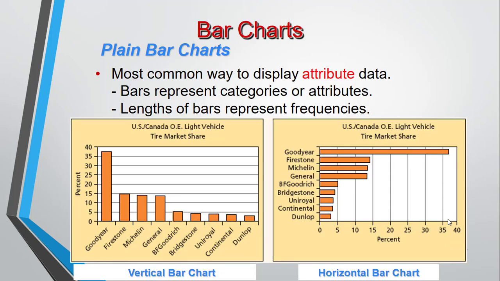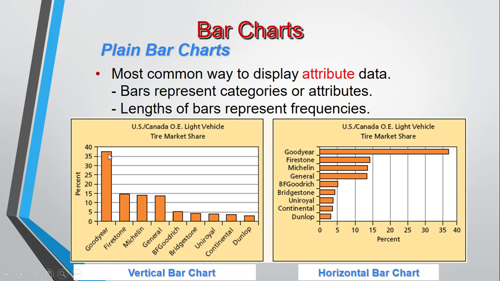You can also use a bar chart to present data. You can use a plain bar chart, the most common way to display attribute data. Bars represent the categories or attributes. Lengths of bars represent the frequencies. In this case, the tire market share of different brands like Goodyear, Firestone, Michelin, General, Goodrich, Bridgestone, Uniroyal, Continental, and Dunlop. The percentage shows the market share.